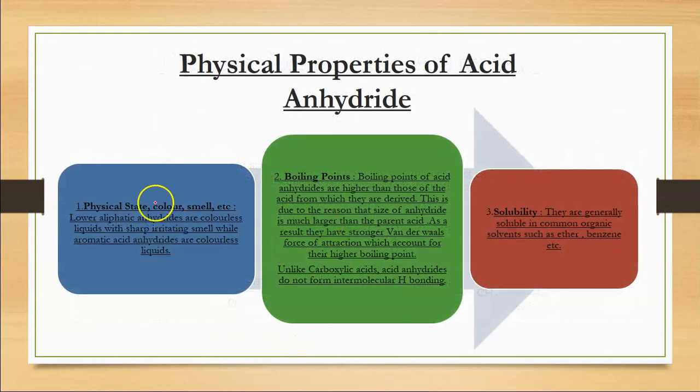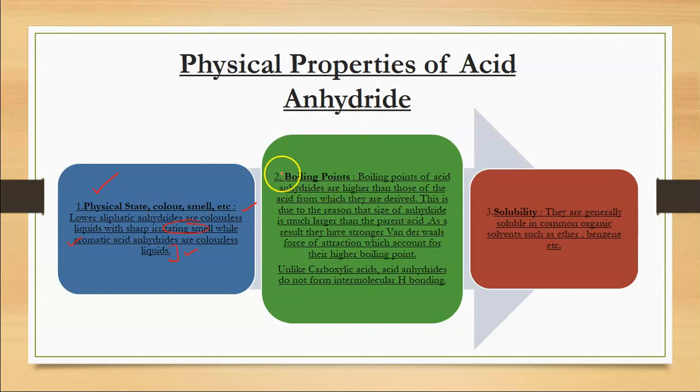Now let's talk about the physical properties of your acid anhydride. First is your physical state, color and smell. See what is happening, your lower aliphatic anhydrides are colorless. Okay, remember that. Lower aliphatic anhydrides are colorless liquids with a sharp and irritating smell. While your aromatic acid anhydrides are colorless liquids only. So what we have talked about here is that lower aliphatic anhydrides are colorless liquids with this sharp irritating smell, while aromatic acid anhydrides are colorless liquids only.